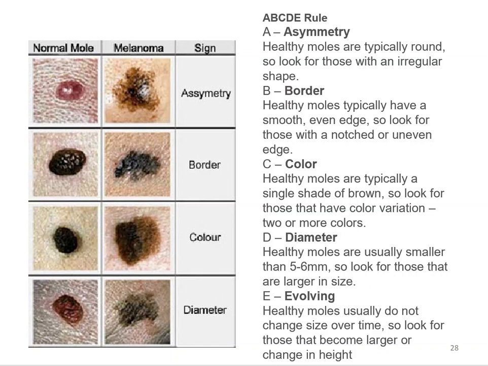So the A stands for asymmetry. What we're going to do here is compare a healthy mole on the left with a melanoma on the right to see what the difference in their symmetry is. Asymmetry is when they have an irregular shape. So if you were to put a dotted line down the middle, they're not symmetrical. The left side is not the same as the right side. If you did it with a normal, healthy mole, it's pretty much a sphere, so the left and right halves are the same.